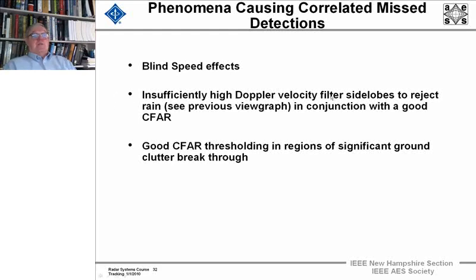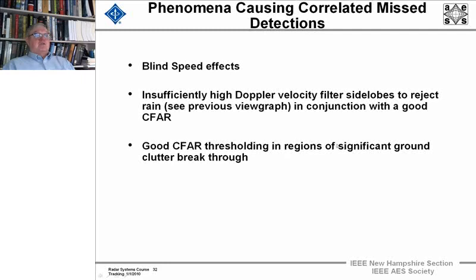Insufficiently high Doppler velocity filter side lobes to reject rain in conjunction with a good SFAR. You've got a good enough SFAR that you rise up to reject the Doppler side lobes that are too high in rain, but you don't see targets that, if you had good side lobes, you'd be able to.